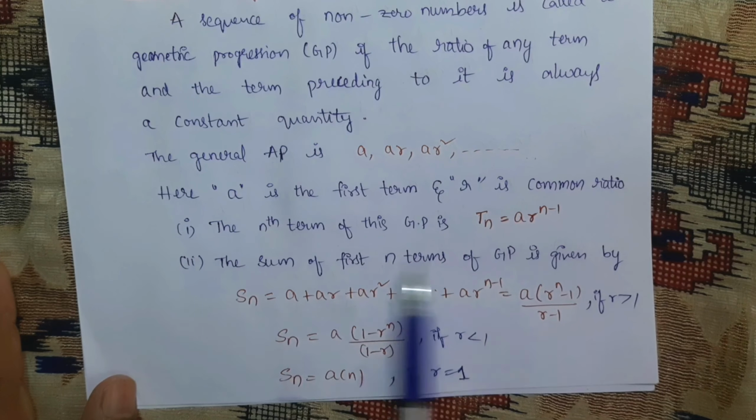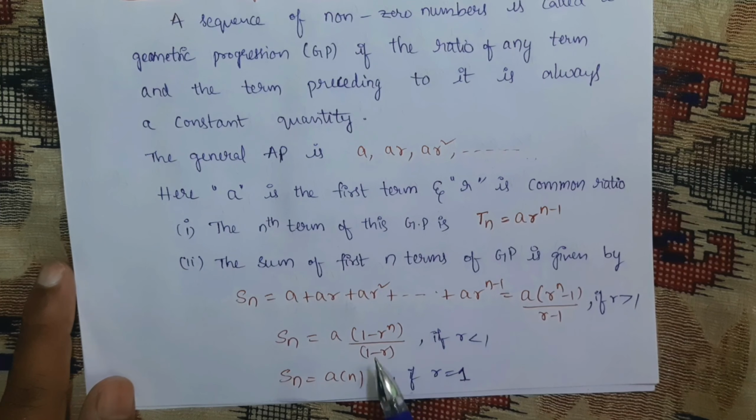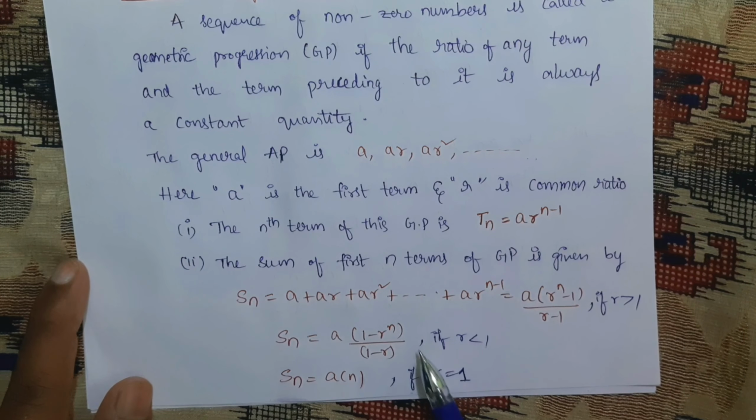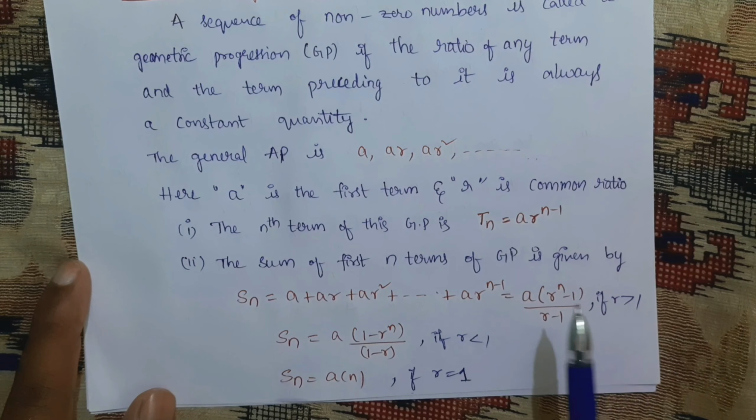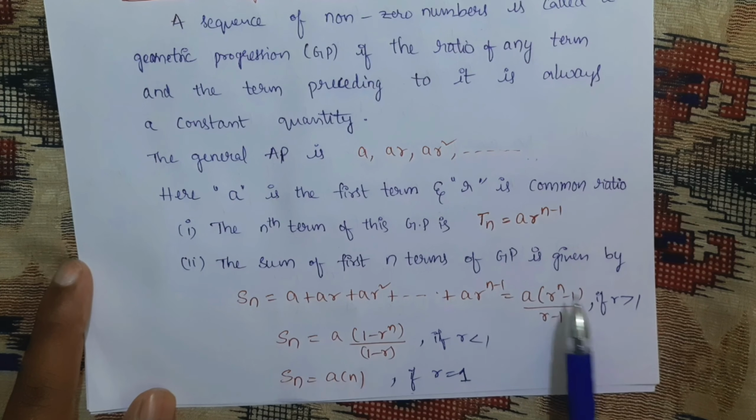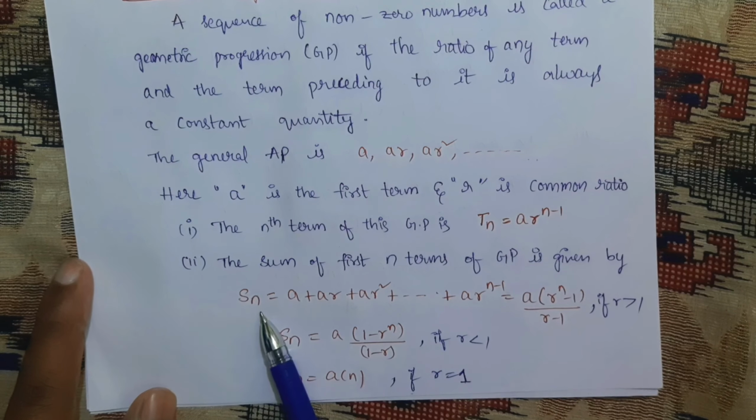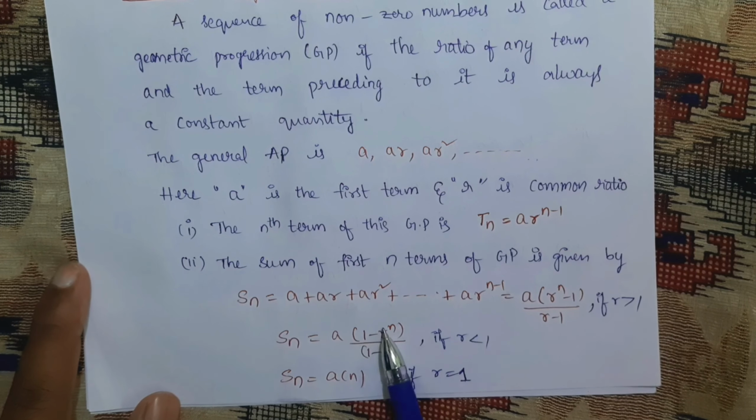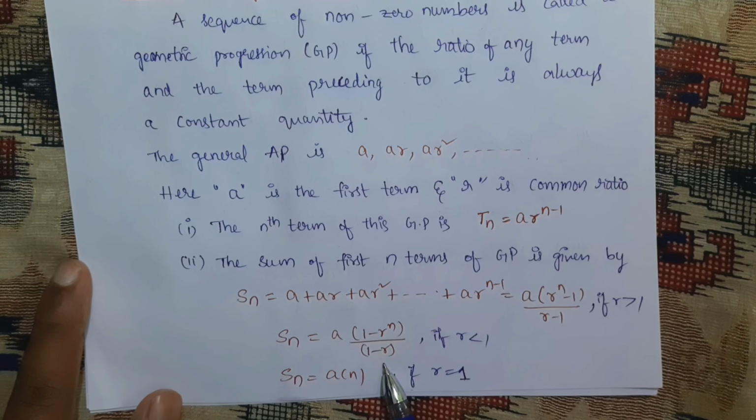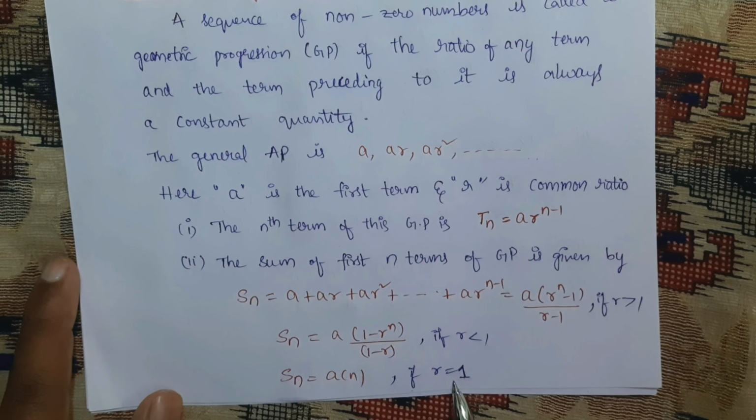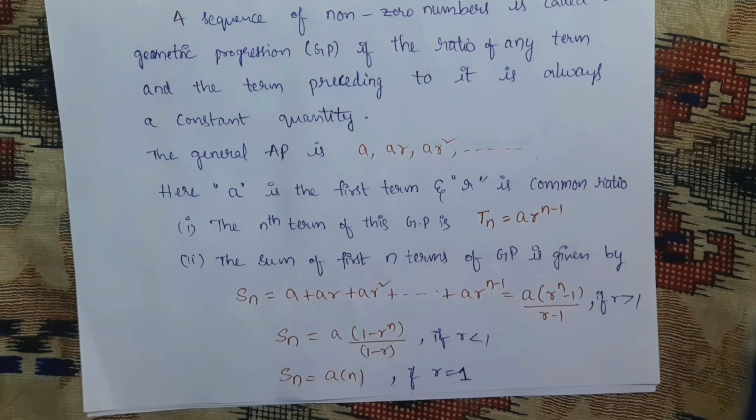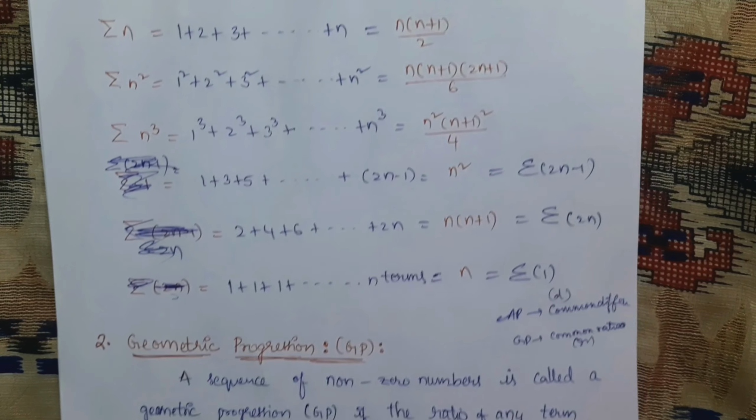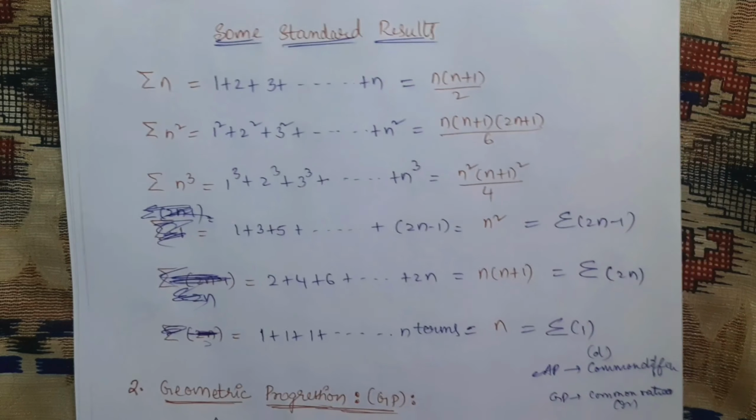The sum of all these terms in a GP, we have three formulas based on the value of R. If R is greater than 1, the formula is Sn equal to A into R power n minus 1 by R minus 1. If R is less than 1, Sn equal to A into 1 minus R power n by 1 minus R. If R is equal to 1, Sn is equal to An.